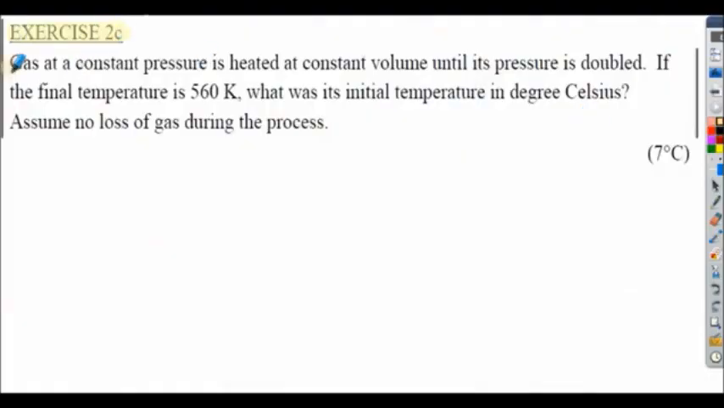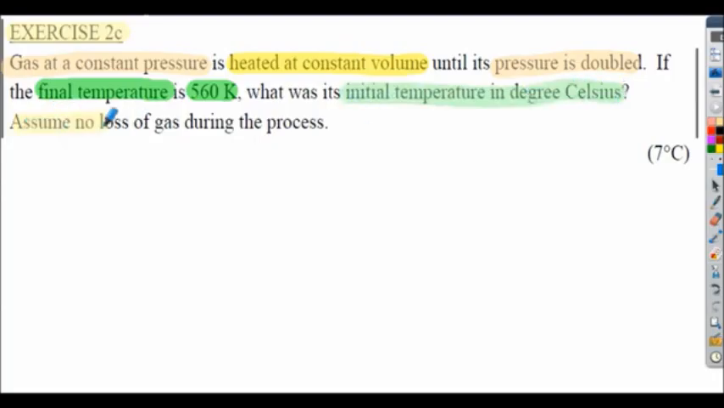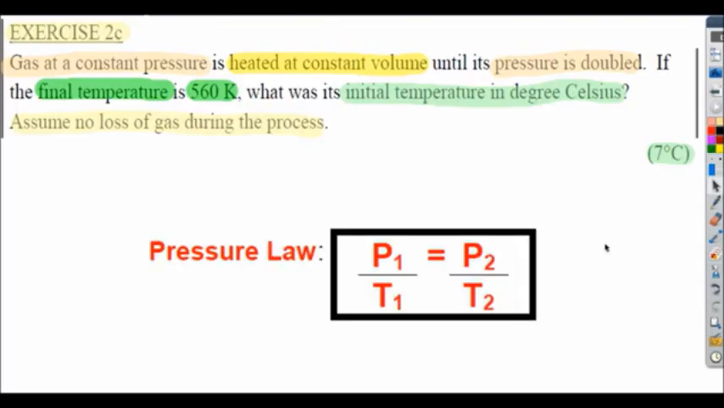Exercise 2C. A gas at constant volume is heated until the pressure is doubled. If the final temperature is 560 K, we've got to determine the initial temperature in degrees Celsius. We assume no loss of gas during this process. Here's the answer for initial temperature in the bracket. And again, I would encourage you to stop the presentation and attempt exercise 2C. Again, this is application of the pressure law to try and find T1. The full worked solution is shown on the following slide.